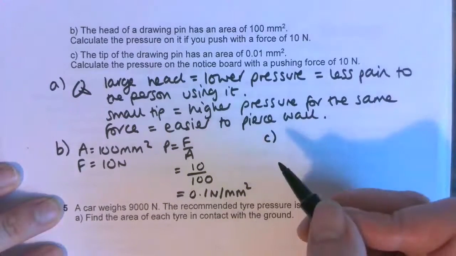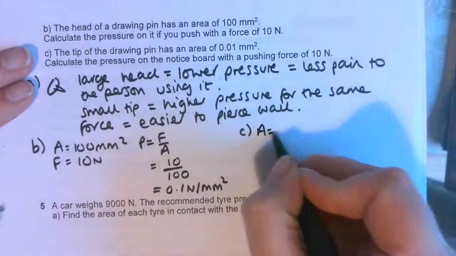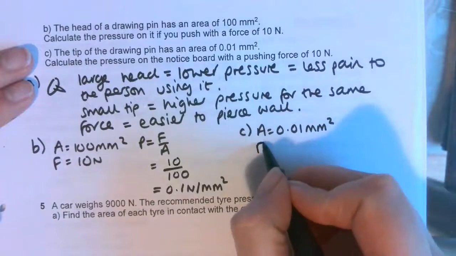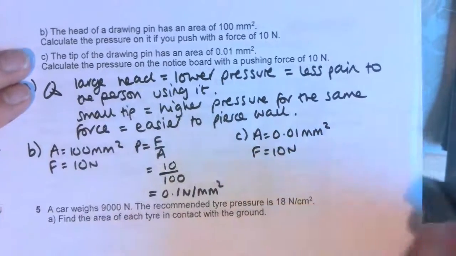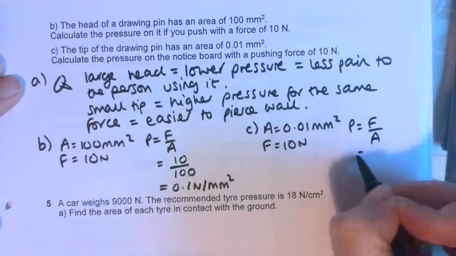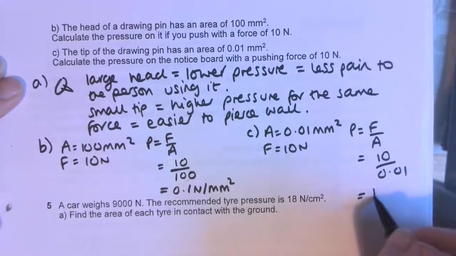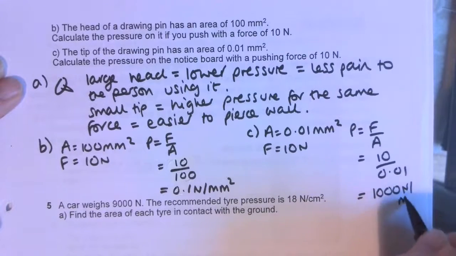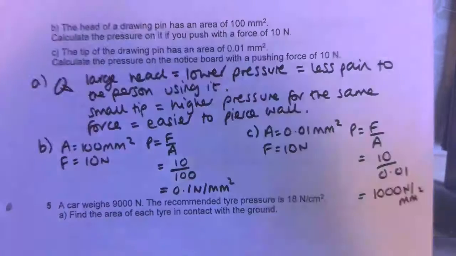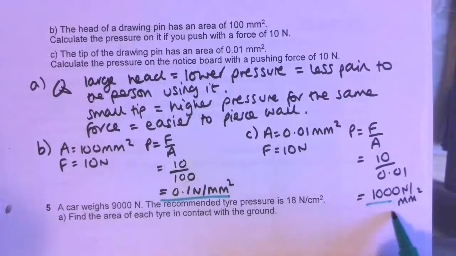Okay, part C. The tip of the drawing pin has an area of 0.01 millimeters squared, and the force is still the 10 newtons, and we have to calculate the pressure. So pressure is force over area, 10 over 0.01 gets 1000 newtons per millimeter squared. So that's quite a difference again. There's my two answers there for those.